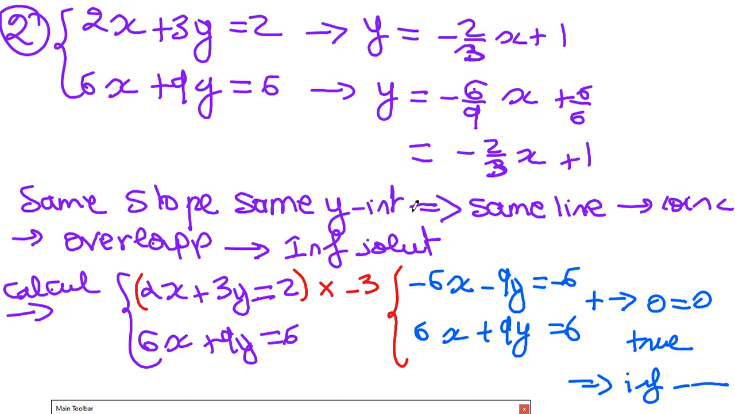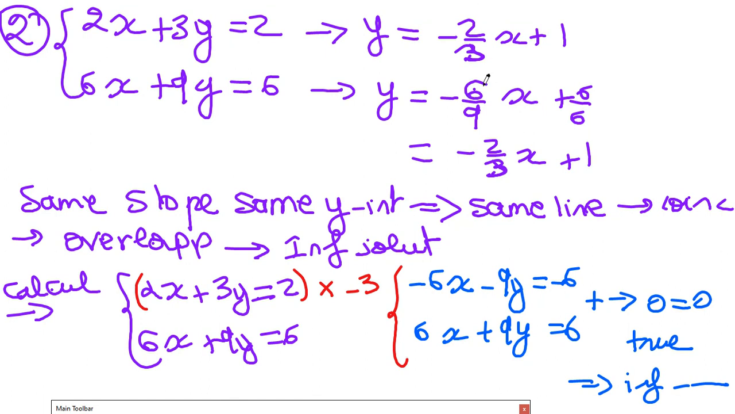If you look at those two lines, they have the same slope, and that's not enough. If they have the same slope, it means they are parallel only if they also have a different y-intercept. It's not enough to just say same slope.